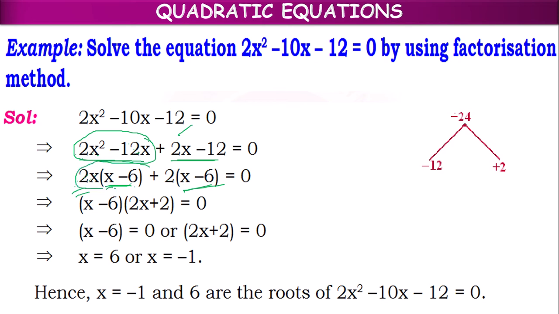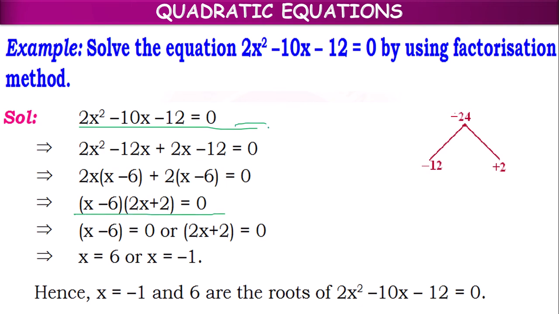Again, if this is one term, if we take x minus 6 as common, here 2x will remain, here plus 2 will remain. So next. According to step 2, if for this quadratic equation these two are the factors, then first one will be equal to 0, second one will be equal to 0.